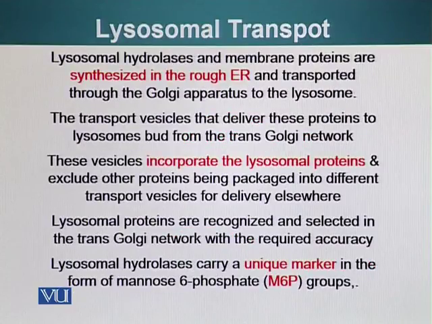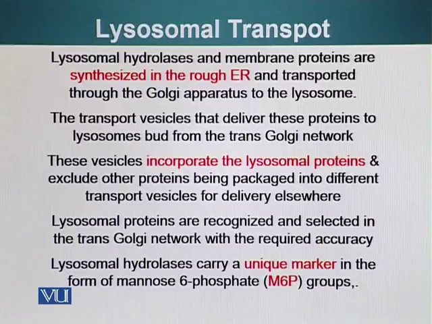Lysosomal hydrolases and membrane proteins are synthesized in the rough ER and transported through the Golgi to lysosomes. From the trans-Golgi network, the transport vesicles that deliver these proteins to the lysosome incorporate the lysosomal proteins and exclude other proteins, which are packaged into different transport vesicles for delivery elsewhere. For example, the plasma membrane is one of the targets on the onward route from the Golgi apparatus. Lysosomal proteins are recognized and selected in the trans-Golgi network with required accuracy.